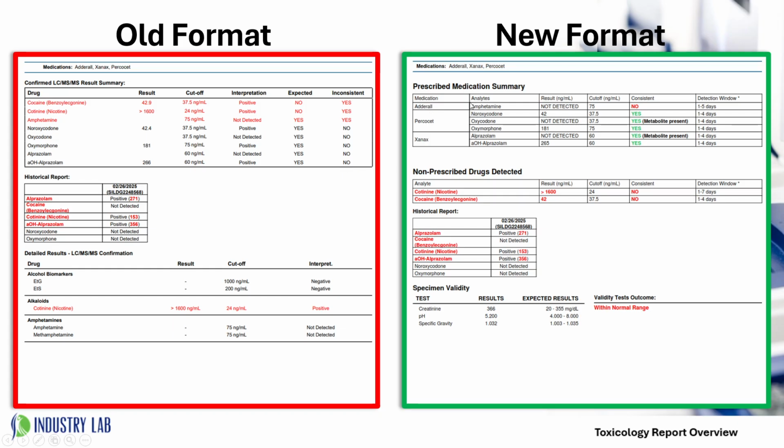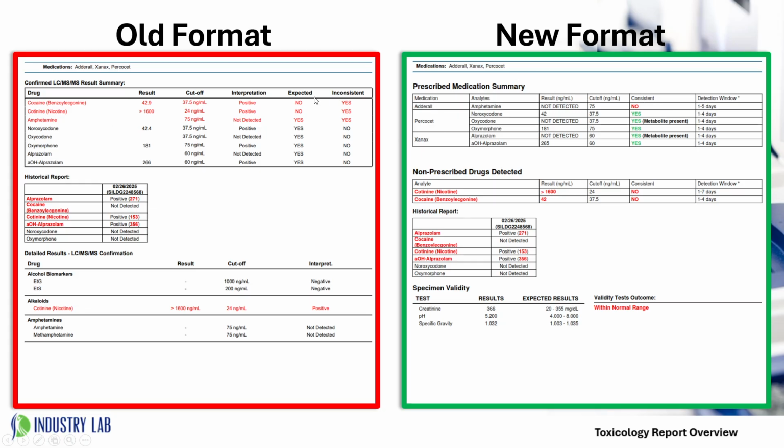Prescribed medications, or the things that you told us the patient is taking and that we should expect to find in the urine, and non-prescribed medications, or anything else the testing picked up that we didn't expect to find, which we think just makes this a little bit cleaner and easier to navigate rather than seeing them all together.